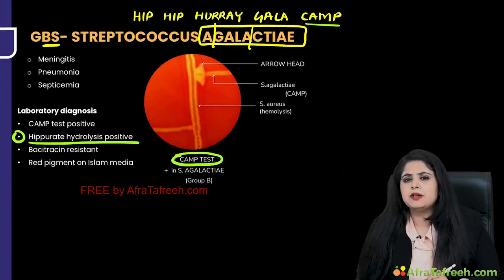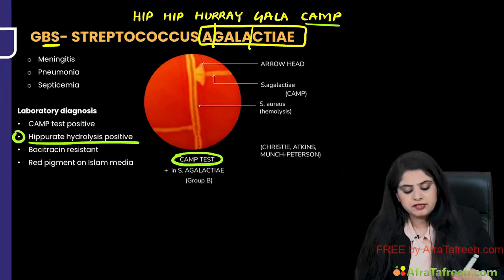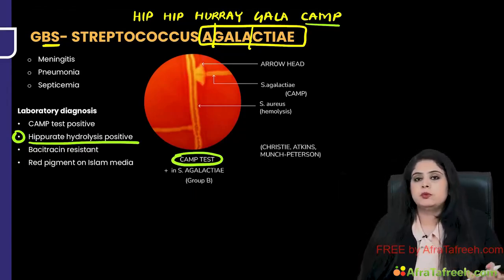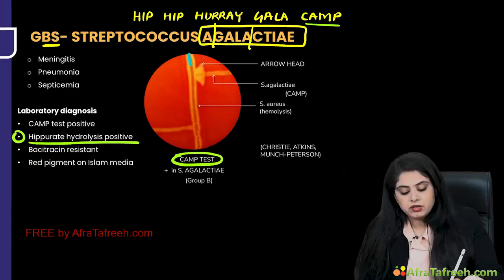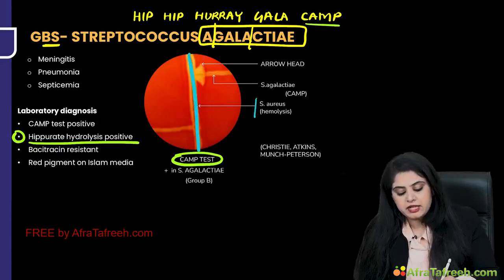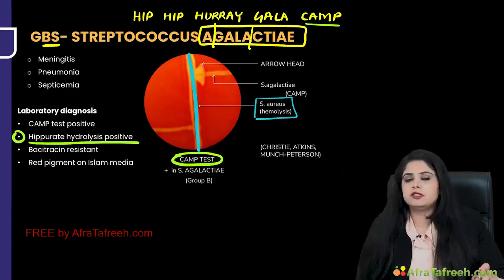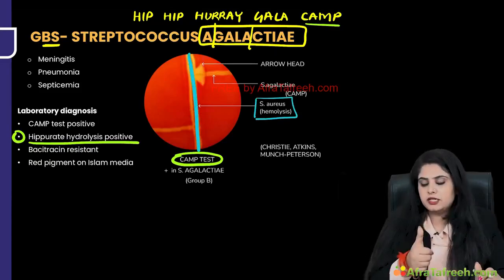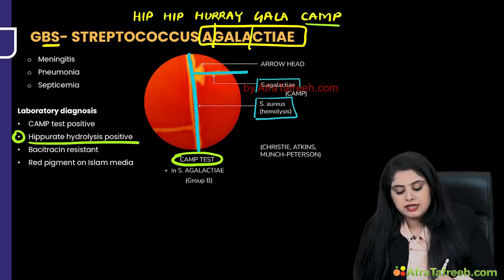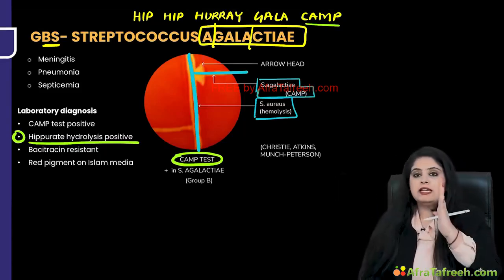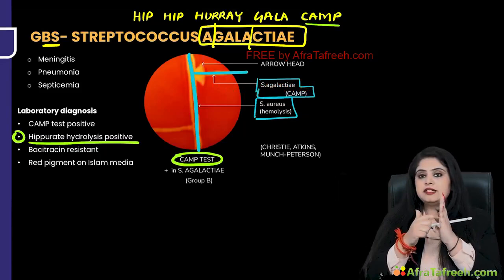What is CAMP? What is the full form of CAMP? There were 4 scientists that gave it. You just have to go through it once: Christie, Atkins, Munch, Peterson. 4 scientists who gave it. And what do you do in this? Over here on the vertical line, you first make a stroke of Staph aureus. Did I teach you Staph aureus is hemolytic? Yes. After that, perpendicular to it, you make a gala time, that is agalactiae. So one line like this, Staph aureus, one line like this, that is agalactiae.